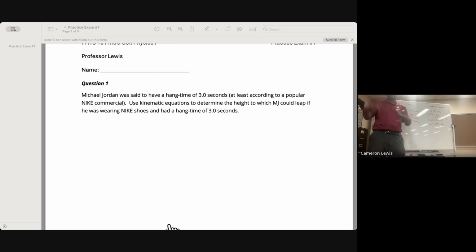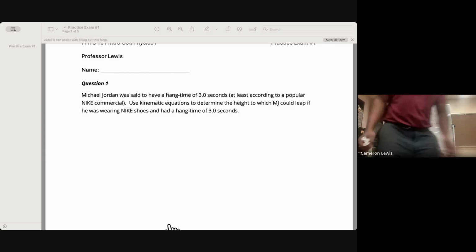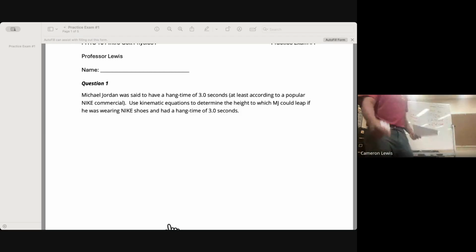Now let's attack that with the Michael Jordan problem. If I read this first problem, it's also on the screen. Michael Jordan was said to have a hang time of 3 seconds, at least according to a popular Nike commercial. Use kinematic equations to determine the height to which Michael Jordan could leap if he was wearing Nike shoes and had a hang time of 3 seconds. They said the same thing twice, so they only gave you really one piece of information. All the rest is fluff.